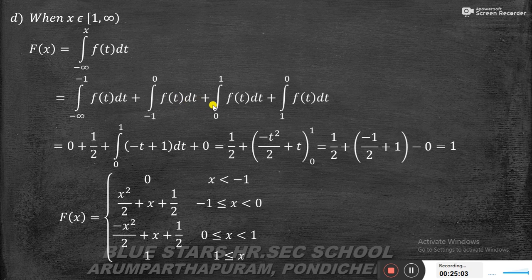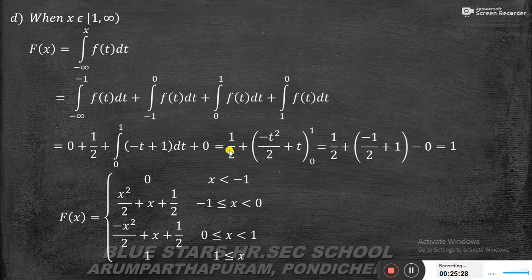So next, 0 to 1 means the limit, the function is minus x plus 1, so minus t plus 1. Next, 1 to x means otherwise, the function is 0. So here, minus 1 to 0 means x plus 1, so x plus 1 dt, plus next 0 to 1 means minus t plus 1 dt, plus f of t means 0.